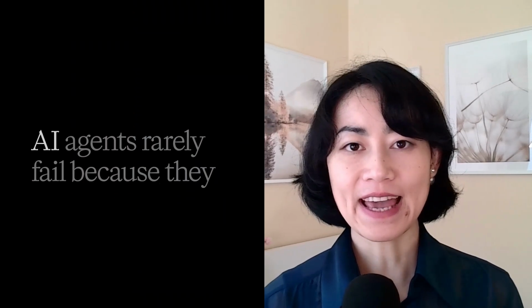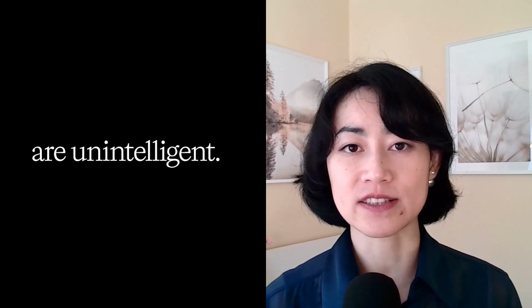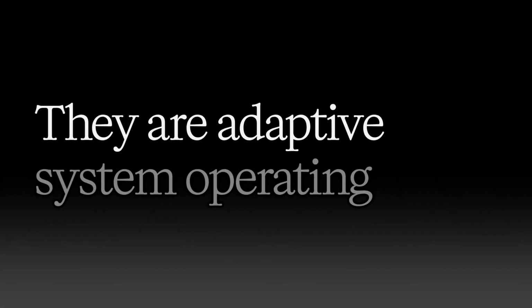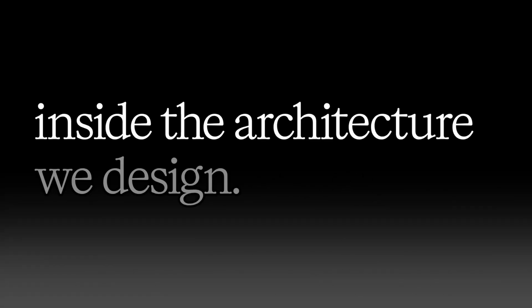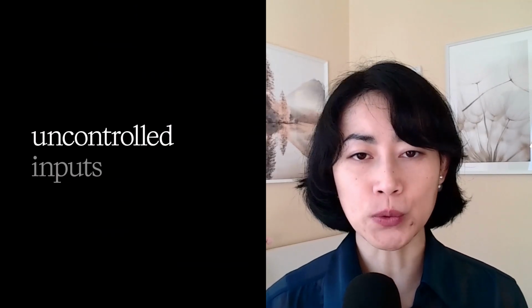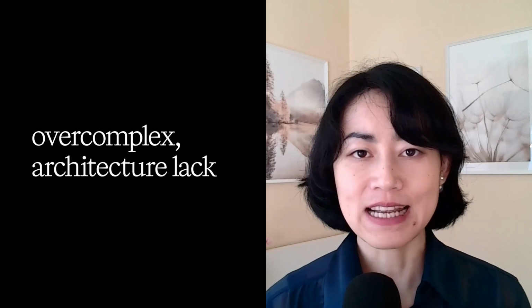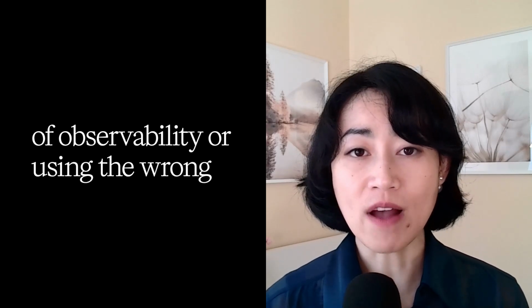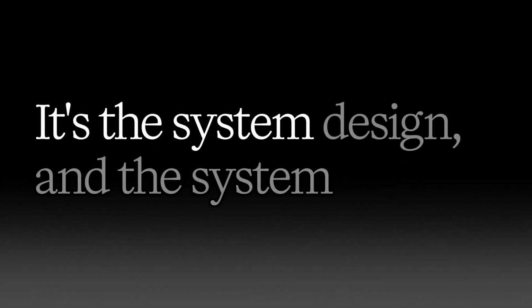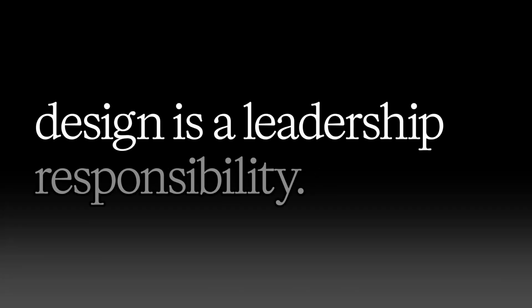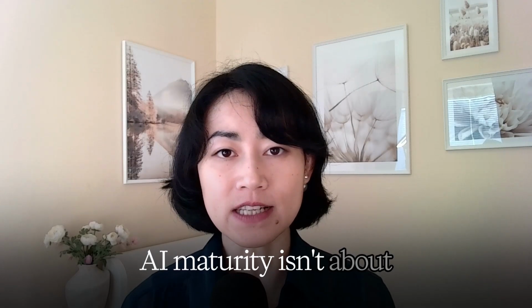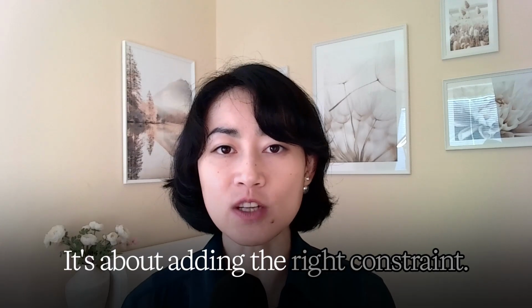The real takeaway: AI agents rarely fail because they are unintelligent. They fail because we misunderstood what they are. They are not magic decision makers. They are not traditional software or workflow. They are adaptive systems operating inside the architecture we design. When the answer is wrong even though everything worked, it usually comes down to uncontrolled inputs, over-complex architecture, lack of observability, or using the wrong system for the job. In other words, the problem is rarely the model, it's the system design. And system design is a leadership responsibility. AI maturity isn't about adding more capability, it's about adding the right constraints.